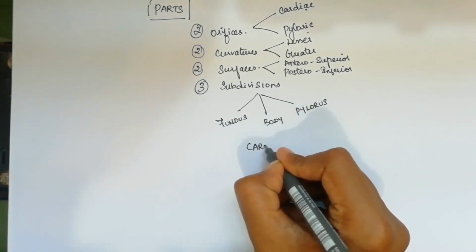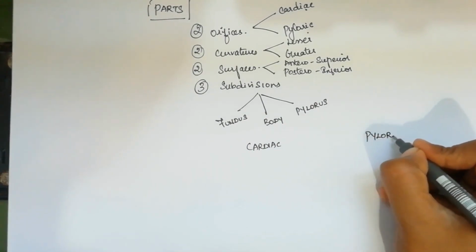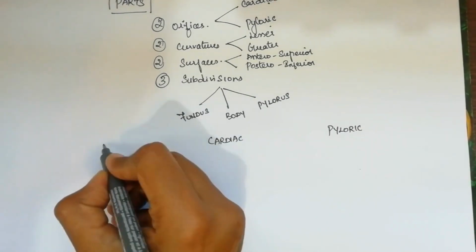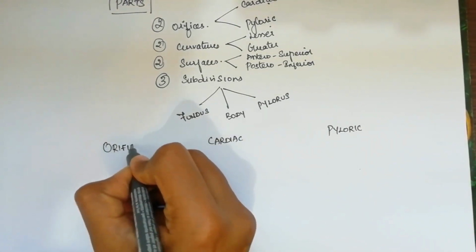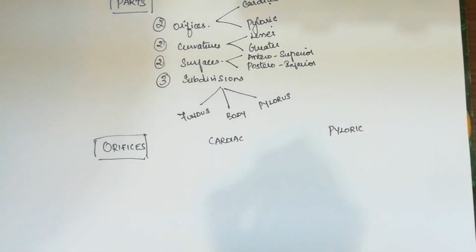So first one we are going to see about the cardiac and pyloric orifice. First thing we are going to see about the orifices in detail. So we have got the cardiac and pyloric orifice. Already, as I mentioned, we know the location of the stomach.